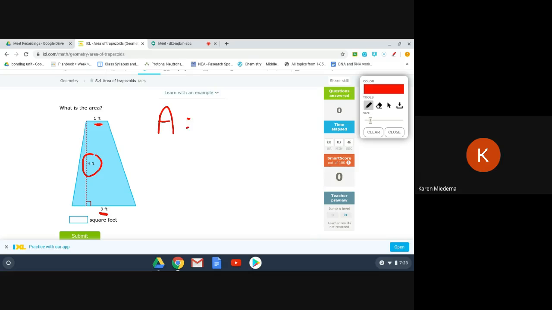Area equals, again, take the average of the bases. Now to take the average of two numbers, you want to add up those two numbers and then divide by 2. So for my formula, I'm going to write that as add up the two bases, which I'll call B1 and B2, and then divide that number by 2. After you do that, you're going to multiply your answer by the height.